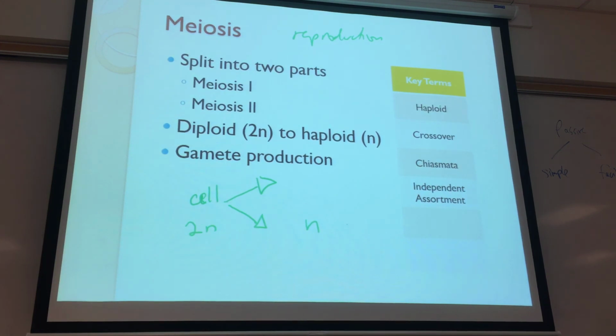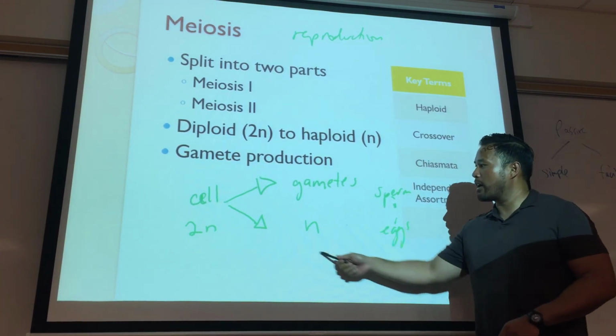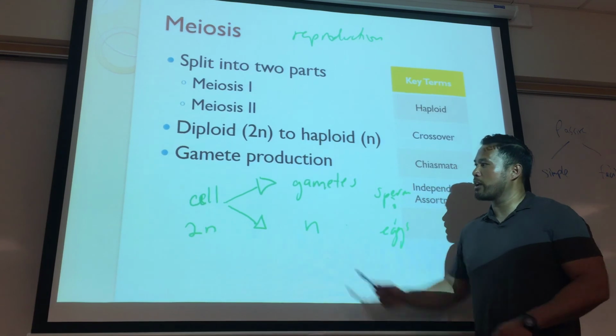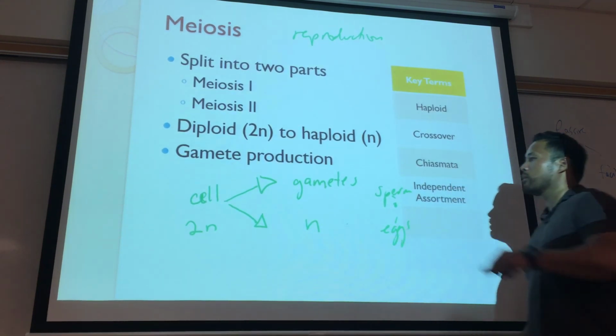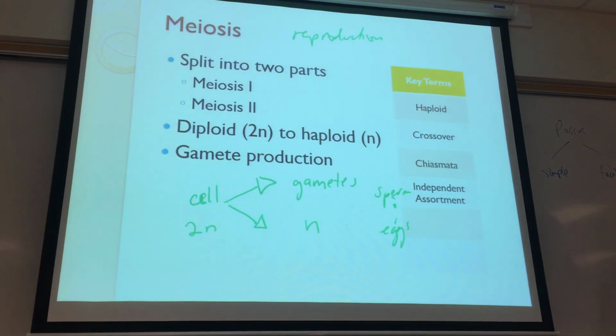And these are called gametes. What are gametes? Sperm and eggs. These are the gametes that we're turning normal cells back into to be used in reproduction.